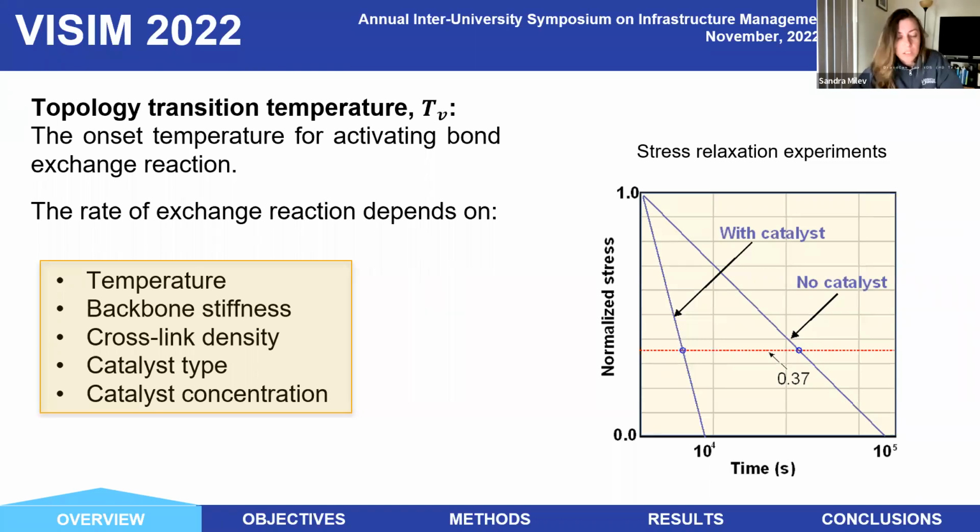One key characteristic of these vitrimers is the topology transition temperature. It is the temperature at which the polymer network transitions from solid to liquid as a result of bond exchange reactions in the network. So the rate of the exchange reaction depends not only on the temperature, but also on the type of polymer, on the stiffness of polymer chains, and on the catalyst type and the concentration used. There are different methods to measure this temperature, and one of them is through stress relaxation experiments, which I'm going to talk about more later.